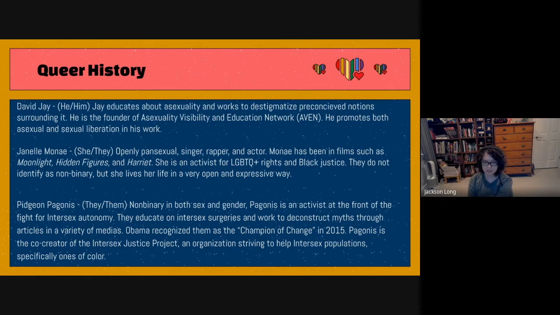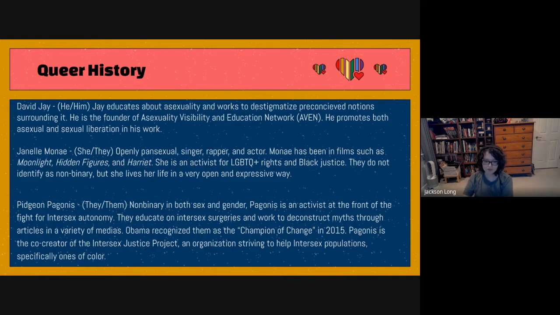We also have Janelle Monáe, an openly pansexual singer, rapper, and actor. Monáe has been in films such as Moonlight, Hidden Figures, and Harriet. She's an activist for LGBTQ+ rights and Black justice. They do not identify as non-binary, but she lives her life in a very open and expressive way.